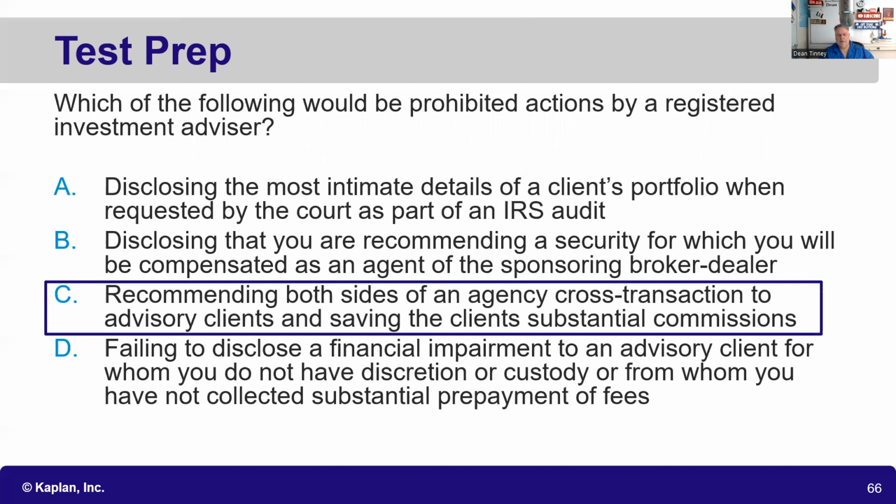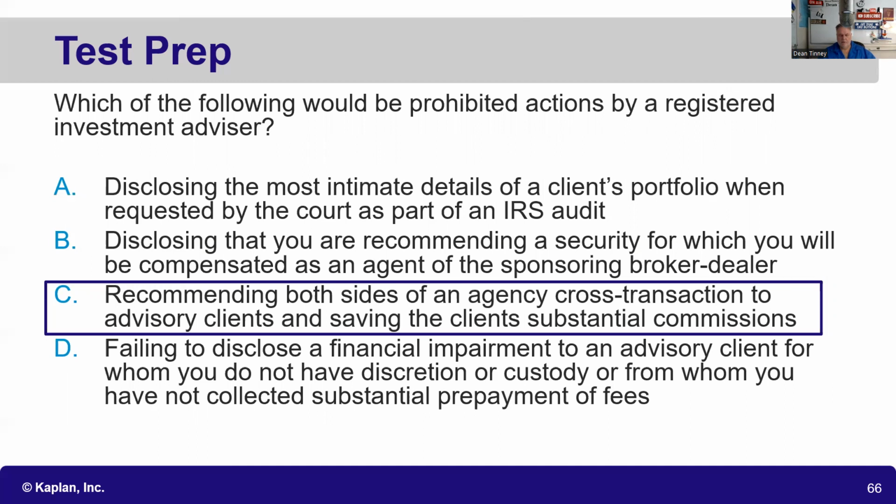By the way, be careful on this. Every once in a while you get hung up on this. Recommending both sides, telling one person to buy, one person to sell. It's going to be different if I'm not telling the parties to buy or sell. I'm telling one party to buy, and I happen to have a customer who wants to sell. That's a different scenario.